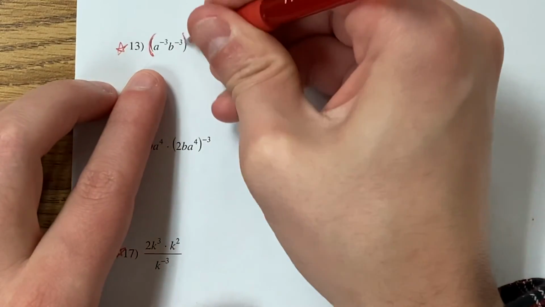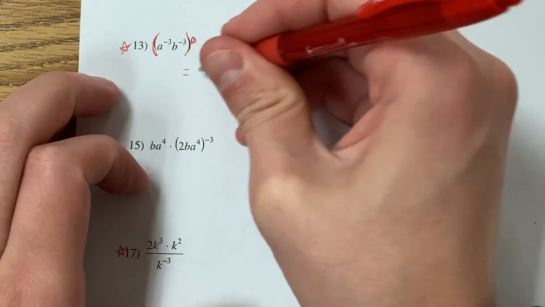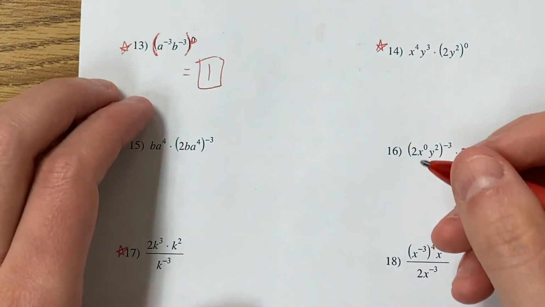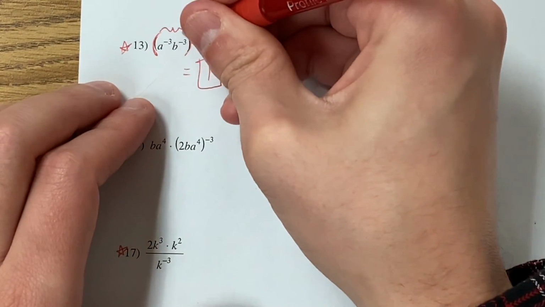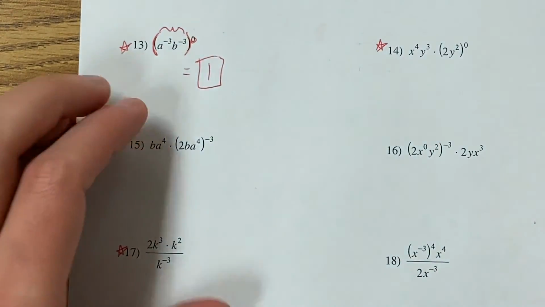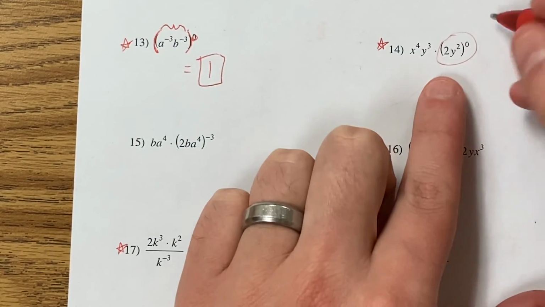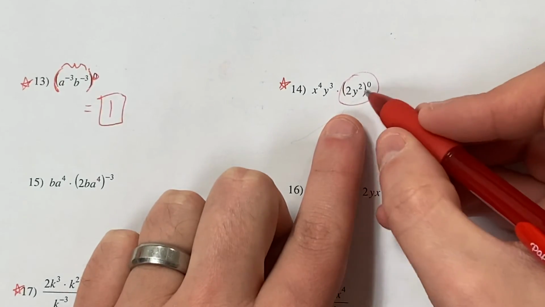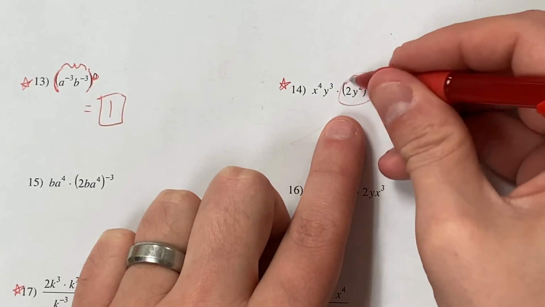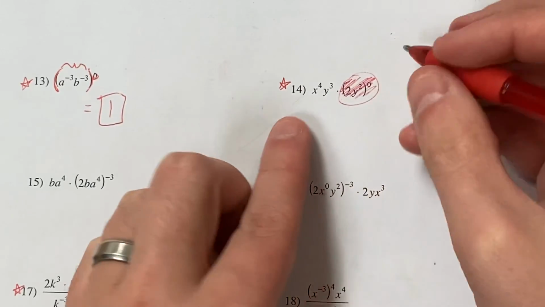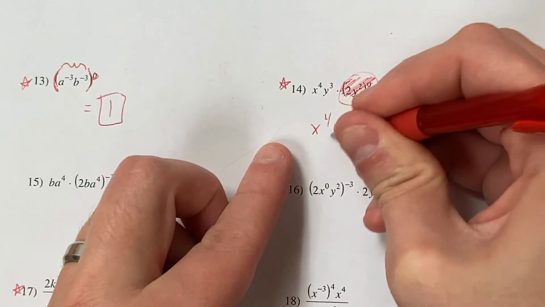Number 13, something is to the 0 power. Congratulations, the answer is 1. Anything to the 0 power is 1, which is handy right over here. 2y squared to the 0 is just going to be 1. So all of this is just 1. It's nothing. Go away. And we end up with x to the 4th y to the 3rd.